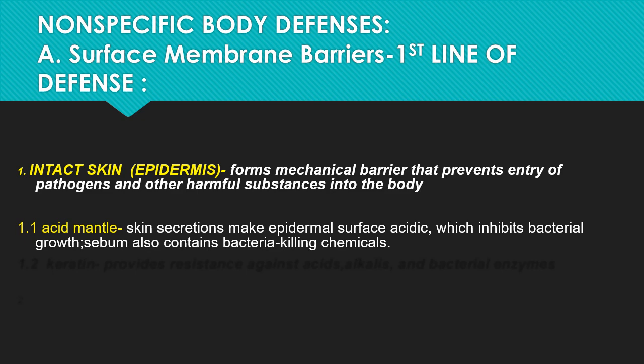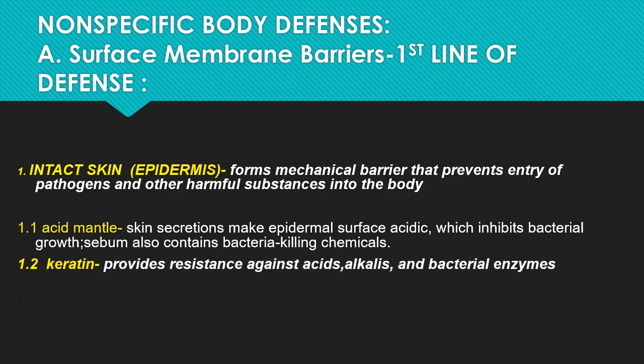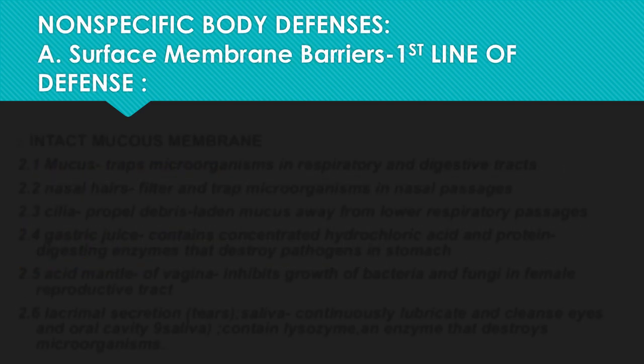Under the intact skin, we have the acid mantle. Skin secretions make the epidermal surface acidic, which inhibits bacterial growth. Sebum also contains bacterial killing chemicals. The keratin provides resistance against acids, alkalis, and bacterial enzymes. Number two, surface membrane barriers, first line of defense, is the intact mucous membrane.